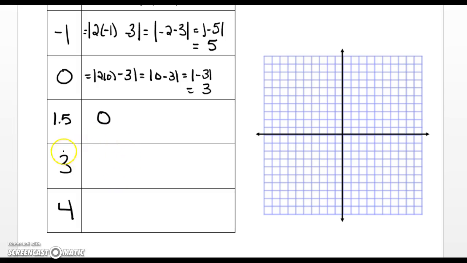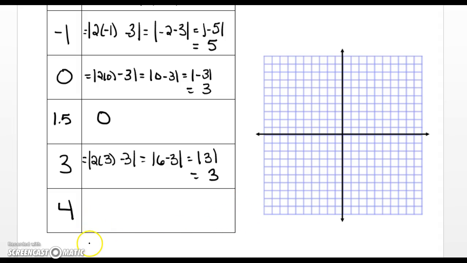So let's plug in this value of 3 here. So here we have 2 times 3 minus 3. 2 times 3 is 6, so we have 6 minus 3. And 6 minus 3 is +3, so if we apply that absolute value, it actually doesn't change it. So 3 stayed as 3 here. If you notice here, we have those mirrored values, which means that we're probably on the right track.